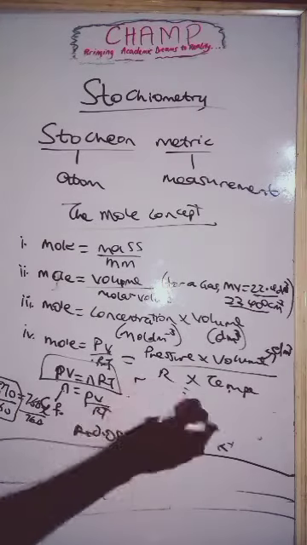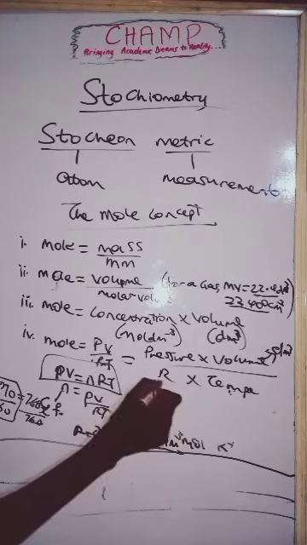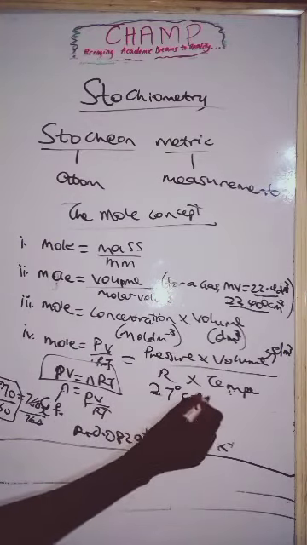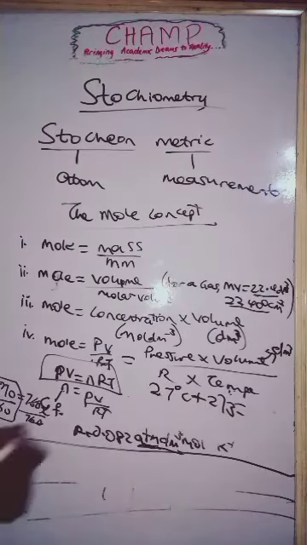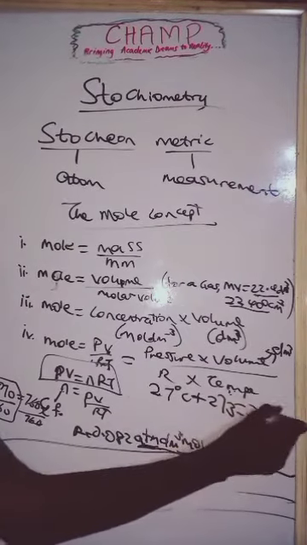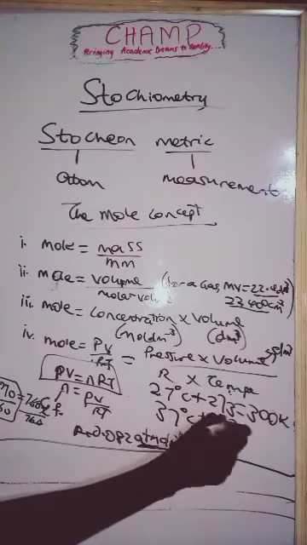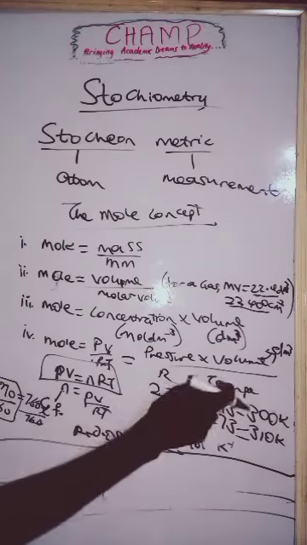And the last thing is that your temperature must be in Kelvin. So to convert temperature in Celsius to Kelvin, just add 273. So 27 degrees Celsius plus 273 will give you 300 Kelvin. Another one, 37 degrees Celsius plus 273 will give you 310 Kelvin. So your temperature must always be in Kelvin.